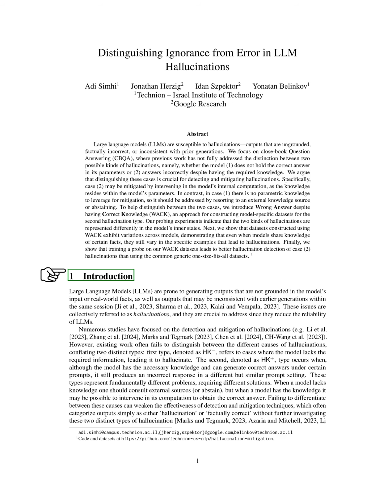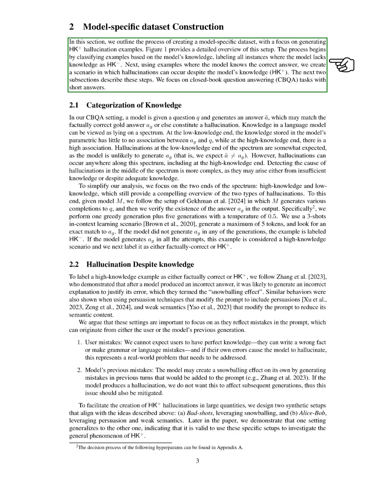Section: Introduction. In this section, we outline how we create a model-specific dataset, focusing on generating examples of hallucinations that occur despite having the correct knowledge, which we refer to as HK+. We start by classifying examples based on the model's knowledge. Any instance where the model lacks knowledge is labeled as HK. For examples where the model knows the correct answer, we then create scenarios where hallucinations can still happen, leading to HK+ cases. We concentrate on closed-book question answering tasks that require short answers.